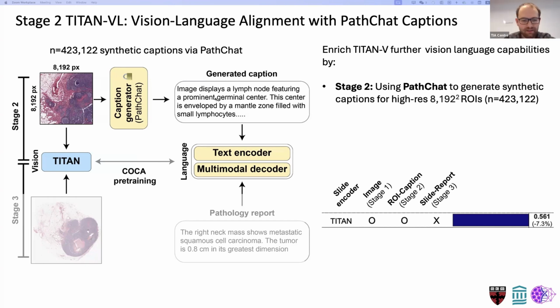That's brilliant. Thanks, Tom. We've also got a question from Mustafa on the chat. He said, "How are the 8K ROIs selected?" So yeah, this is a good question. We didn't do anything fancy here. We just simply randomly sample these 8K by 8K ROIs from the slide, as long as it contains tissue.